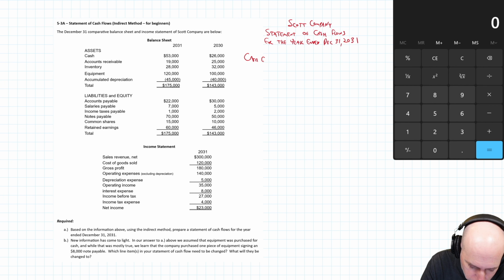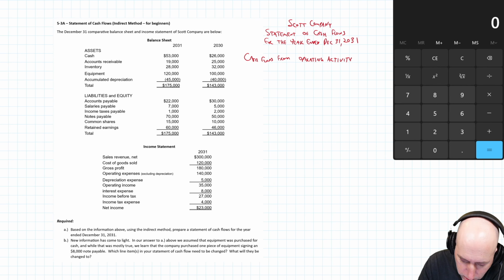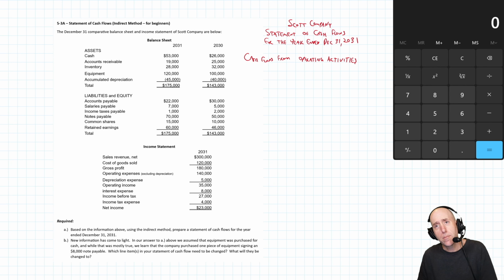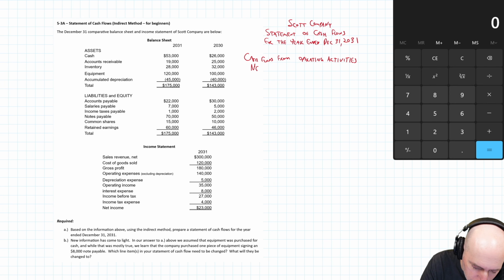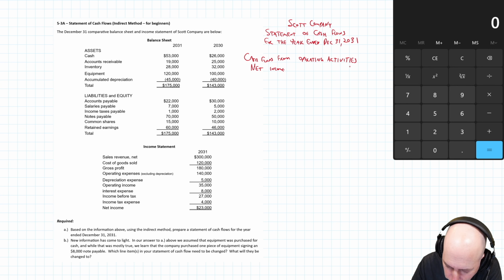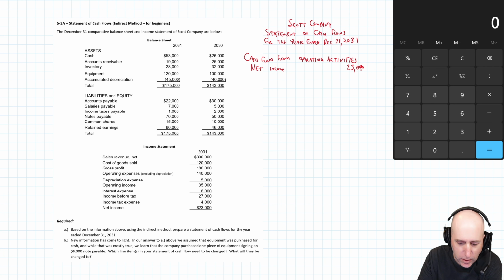Cash flows from operating activities. And remember how it works. We start with net income, and then we sort of adjust from there. So let's start with our net income. Again, we're doing the indirect method. Net income is $23,000. And then we just make adjustments from there.